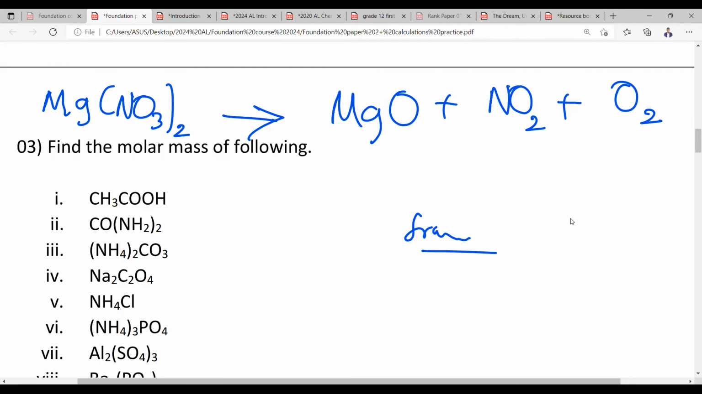Try to practice from that method. Magnesium nitrate gives magnesium oxide, NO2 and O2. Okay, so I'm moving to a question now.